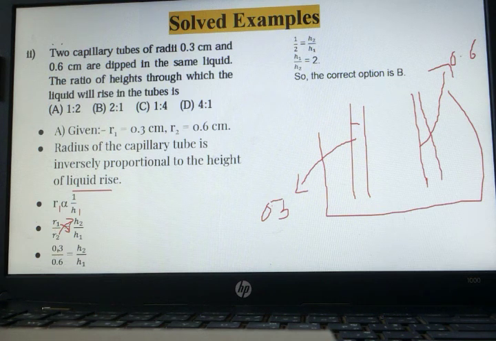This point and point will get cancelled because both the points are after the first decimal only. Okay, but 3 upon 2 can be written as half. So we can do it invertendo, because we want the ratio of the first capillary's rise to the second capillary's rise. So H1 upon H2, we will invert it, and we will be getting the answer as 2. 2 means what? The ratio is 2:1. So the correct option is B.